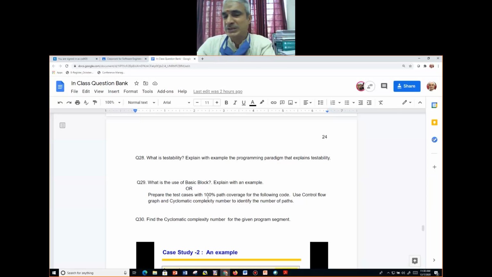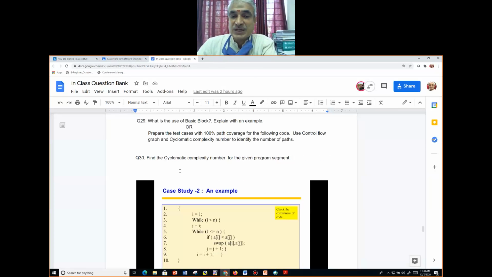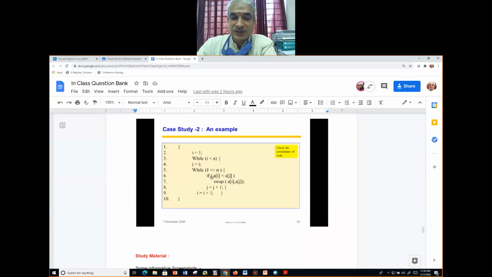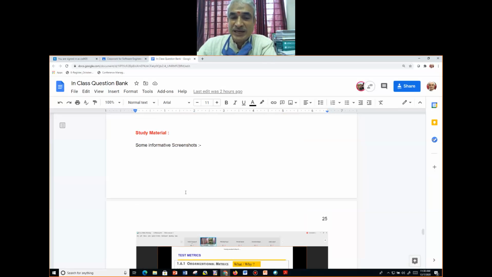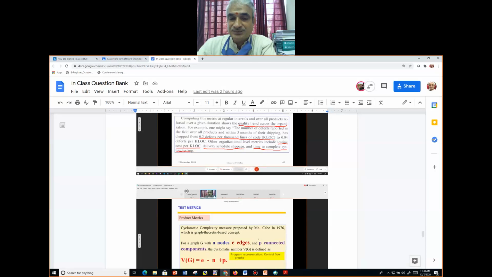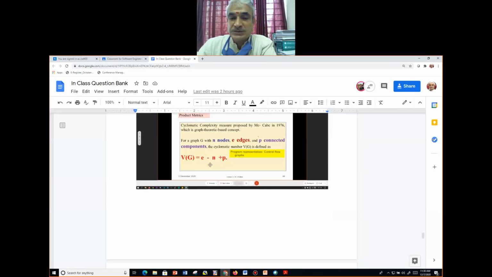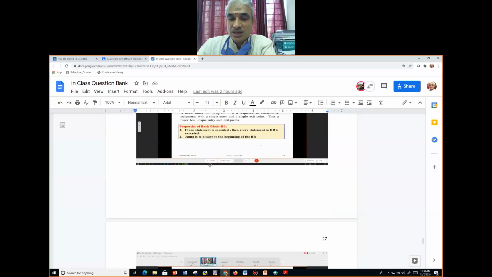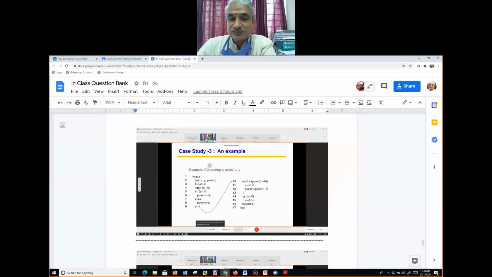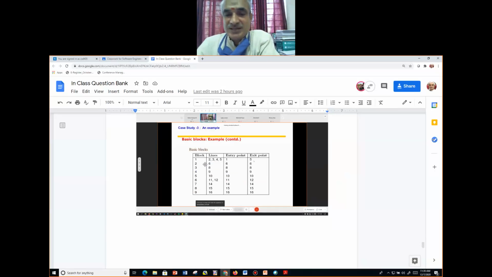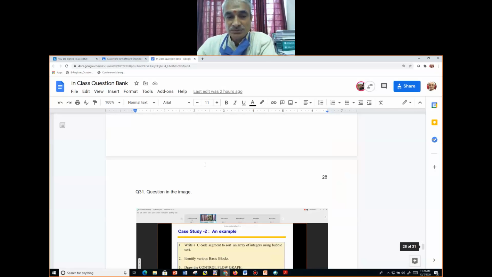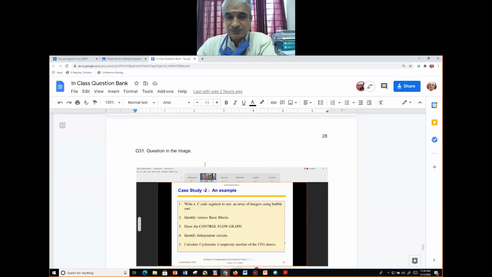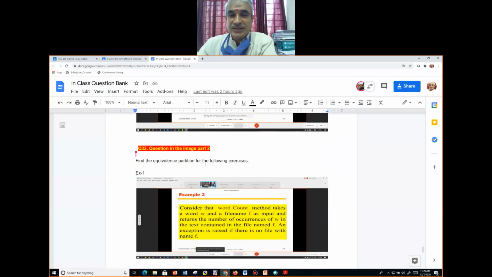Whatever the code that is given, such kind of questions you can prepare, think, and do it. Find the cyclomatic complexity number for the given programming segment. Any programming segment, right? And study material has been added. Here you can read how basic blocks and the control flow graph are constructed, what the basic block is, then the example. And the question in the image, part 2.